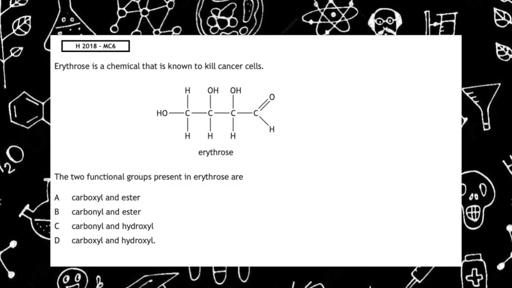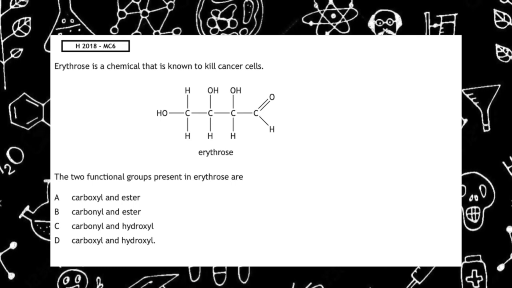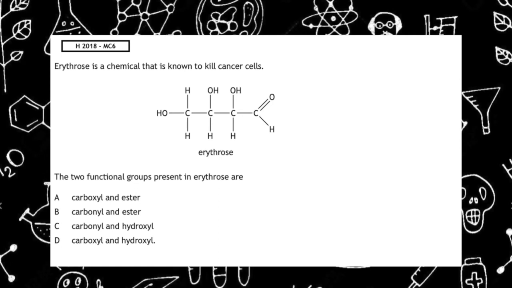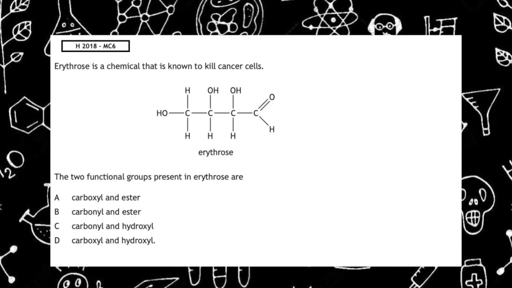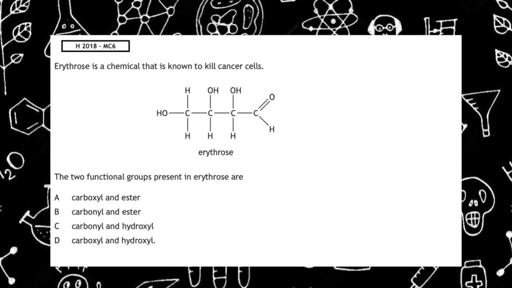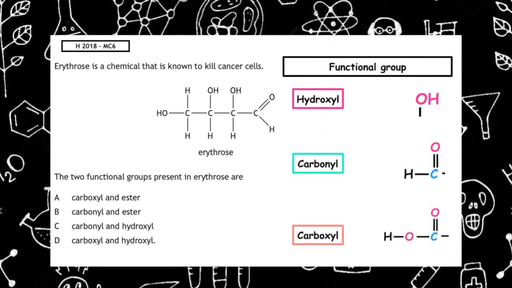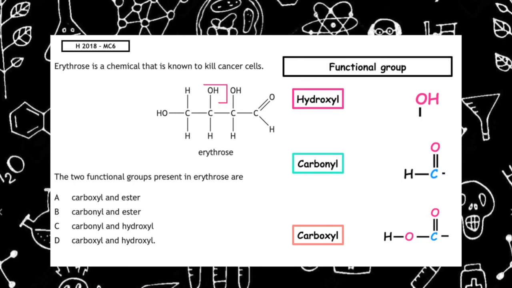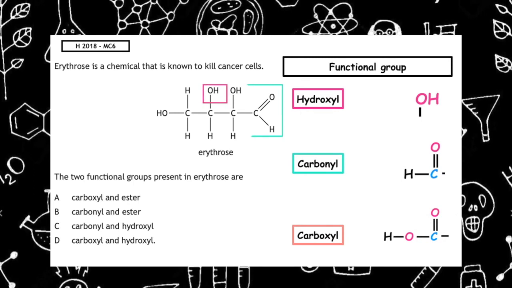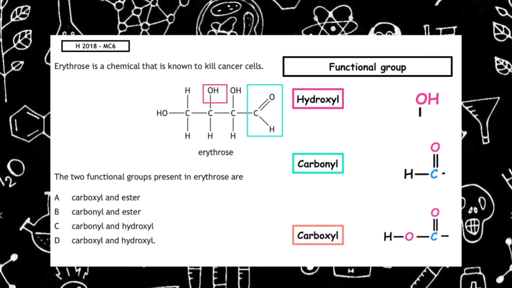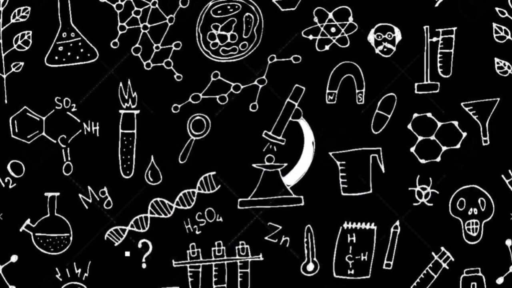This past paper question is from the Higher 2018 Multiple Choice 6. Ethyl rose is a chemical which is known to kill cancer cells. The two functional groups present are... So this is where we have to know our functional groups, the names of the functional groups, and how to identify them from a structure. We can clearly see that we have a hydroxyl group and a carbonyl functional group. So the correct answer to this is multiple choice answer C.